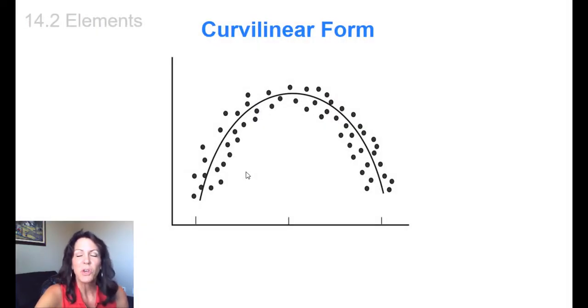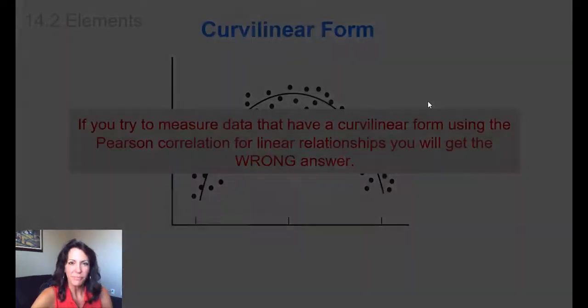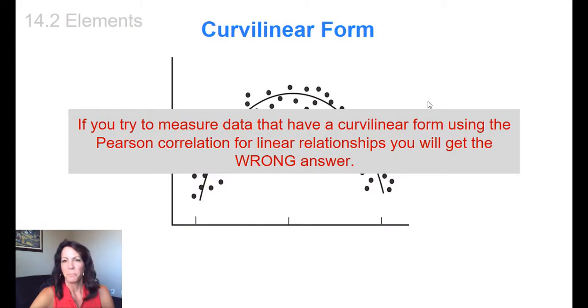as opposed to the curvilinear form. And this is a relationship. It's just not a linear relationship. And the problem is when we're using our Pearson r statistic, it won't detect this curvilinear form. So just repeating, if you try to measure data that have a curvilinear form, basically you're probably going to get a correlation of 0, which is the wrong answer because there is a relationship here.